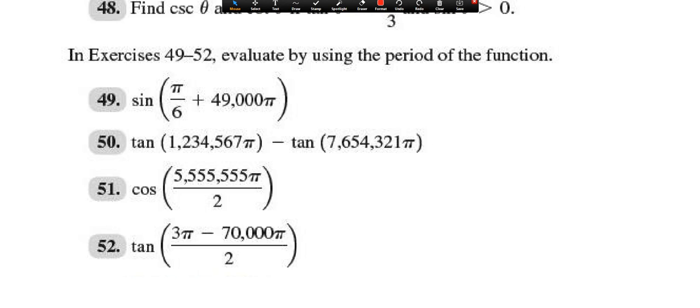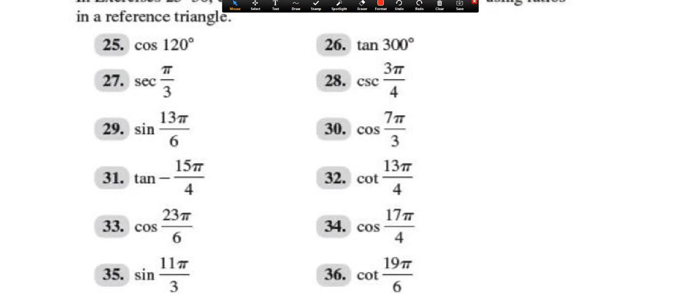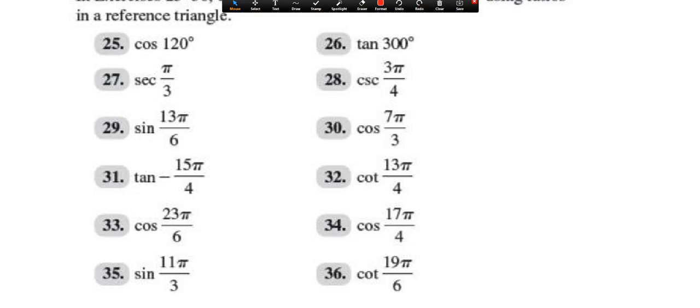Is that it? Yeah. 28. Yeah, I already did that one, I think. Yep, we already did that one. So it's already recorded, so you can go back and watch it. Just find your 3 pi over 4, get the y value at radical 2 over 2, flip it over.